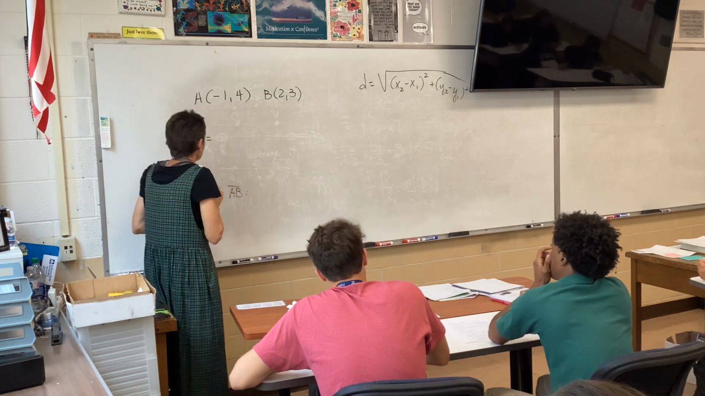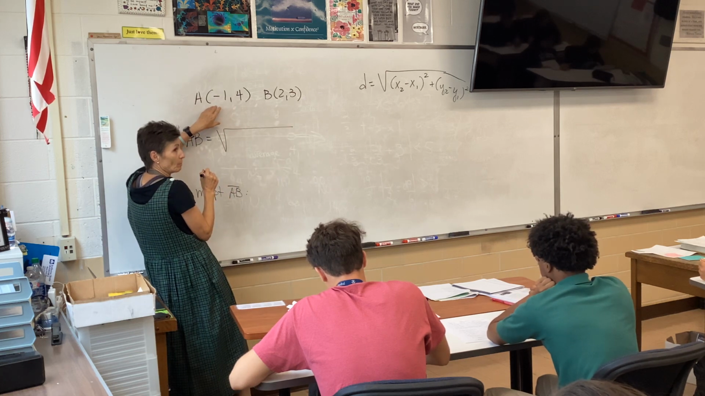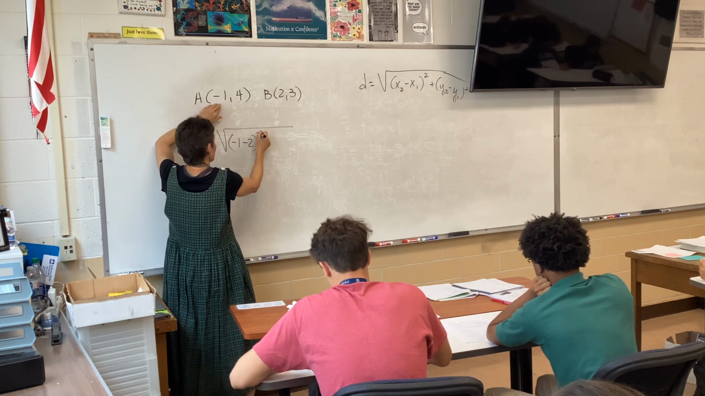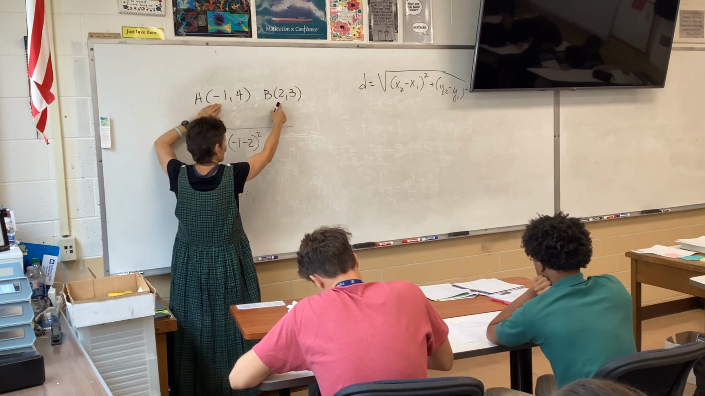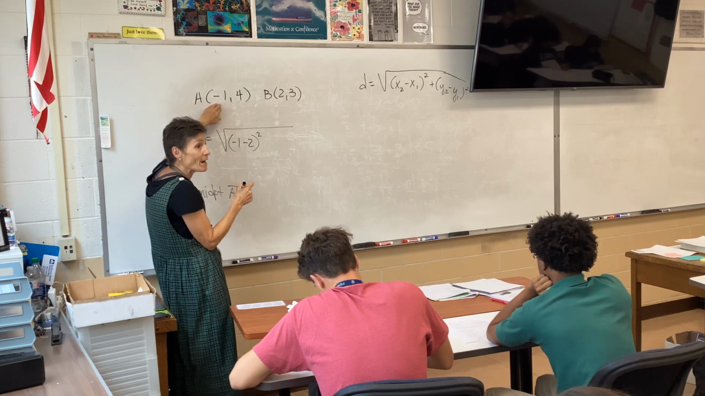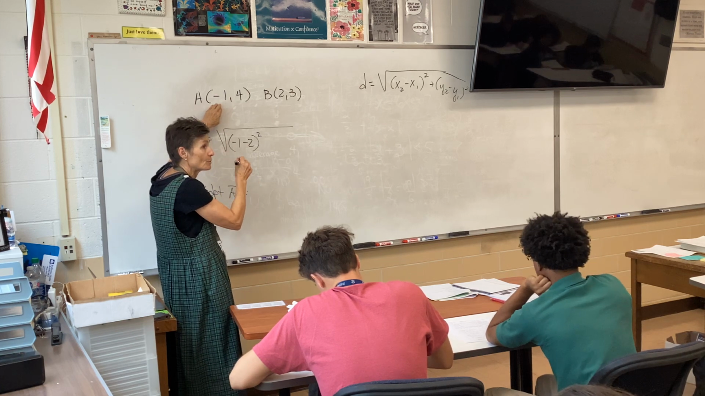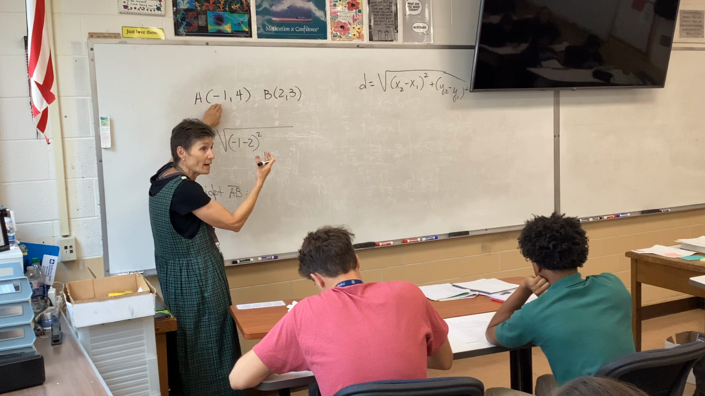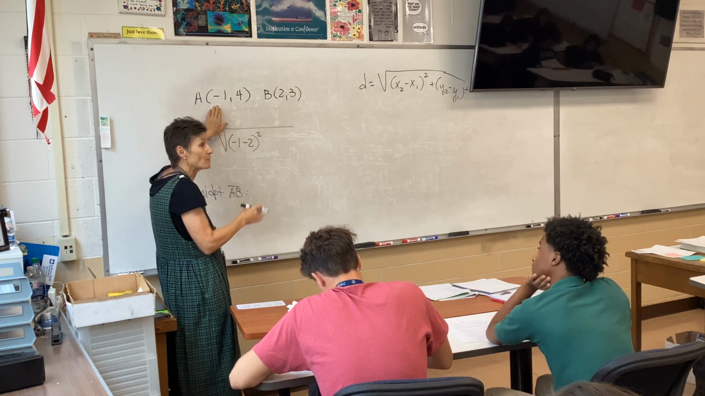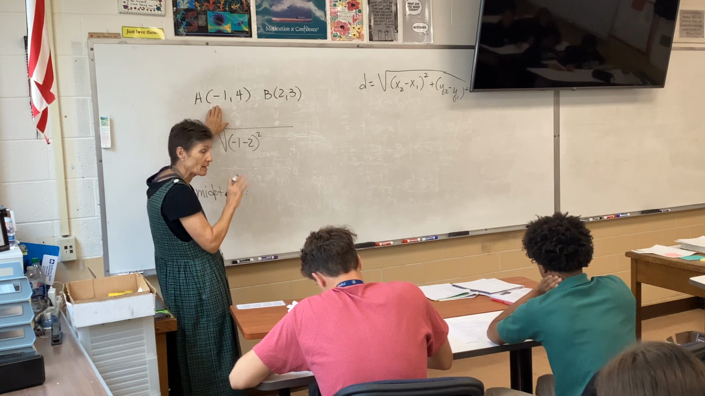So, Tess, for this problem, our distance will be -1 minus 2. By the way, does it matter which order I subtract those? Nope, because you're going to square it. So if you do -1 minus 2, you get -3, but -3 squared is 9. If you do 2 minus -1, you get +3 squared is 9. So it's not going to matter. Subtract however you want.